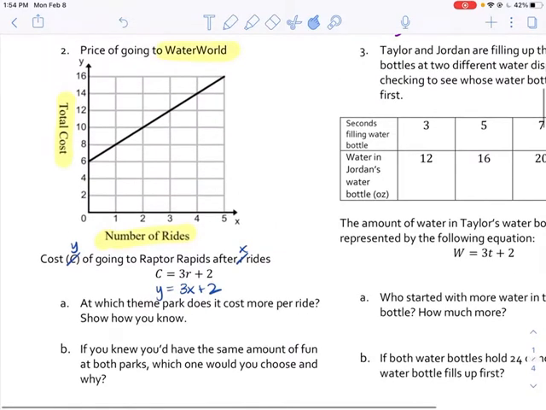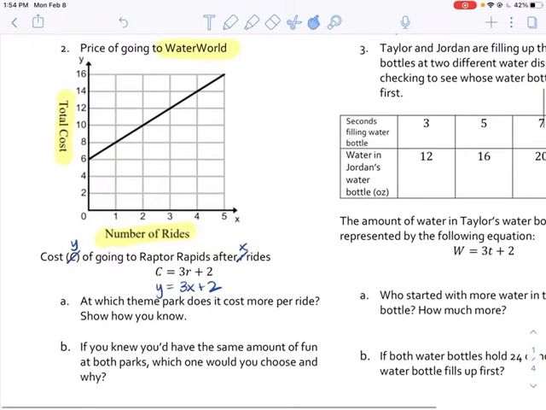Okay, at which theme park does it cost more per ride? So that more per ride tells me that I'm going to look at the rate of change and then show how you know. So more per ride, let's go ahead and find the rate of change. In my equation, it was really easy. It costs $3 per ride. In my graph, it's going to be a little funkier.